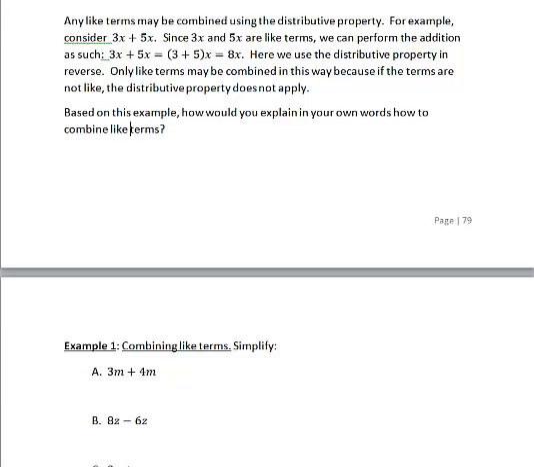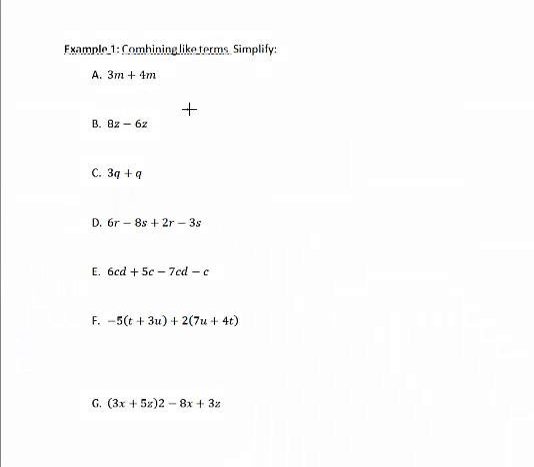So that takes us to example 1. With the first page of this chapter out of the way, we can work these examples in example 1. And so by combining, we're simply adding or subtracting various terms. And if they are not like, then we simply cannot add or subtract them. And so we compare these two terms, 3m and 4m. Do they have the same variables, and do they have the same exponents?